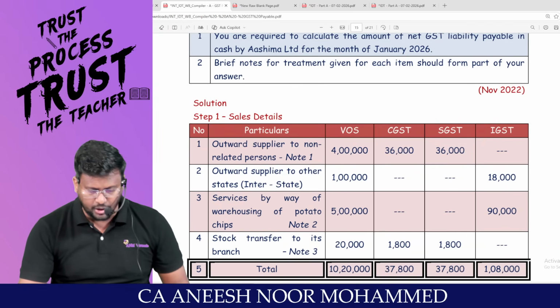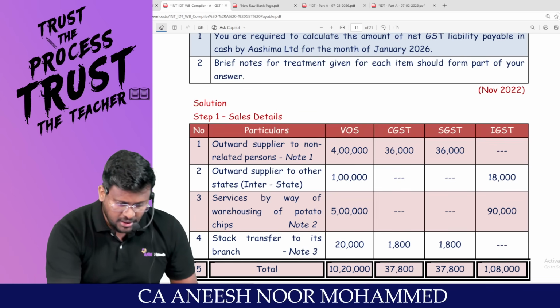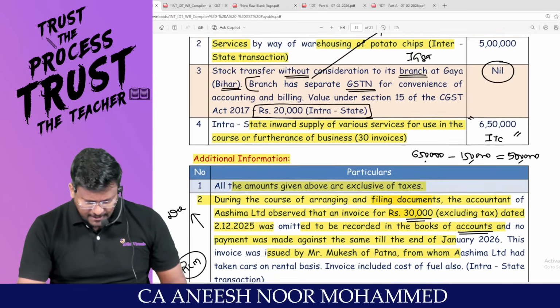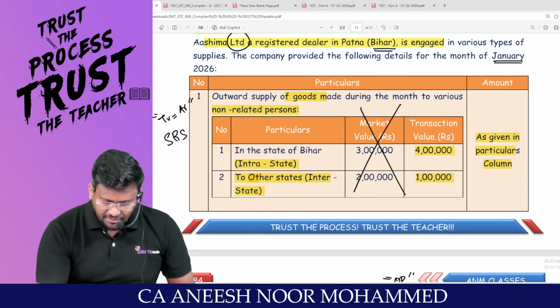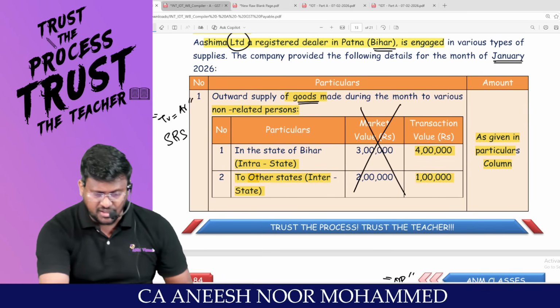Can we quickly knock it off? What is step number 1? Sales details. My dear lovable students, we are going to talk about the sales details. Come on, man. Number 1. What are the sales details? The first one: outward supply of goods. Which value will you take, market value or transaction value?